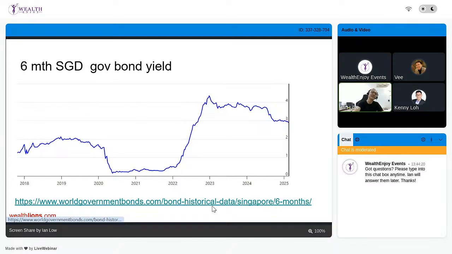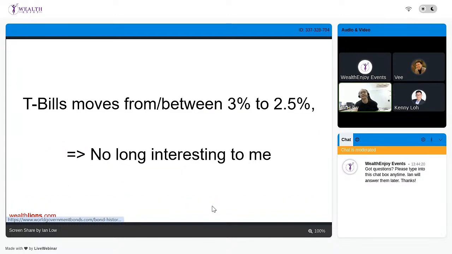To me, it's the closest estimate of the T-bill for that month. All right, but basically it's likely to come down to 2.5%. All right, this is how I see it. So as T-bill moves from between 3 to 2.5%, it is no longer interesting to me.